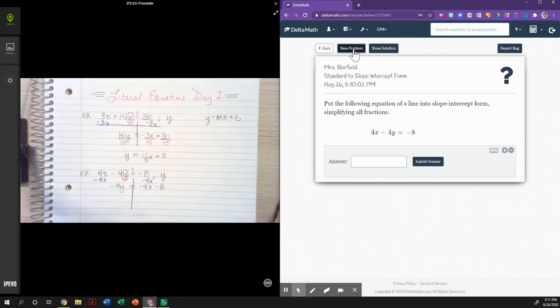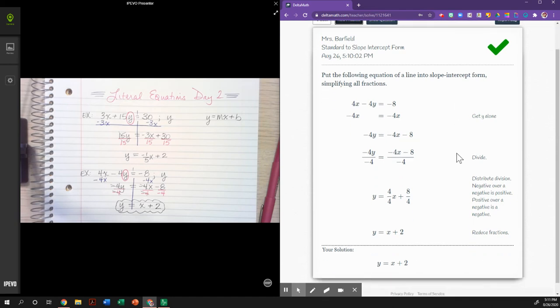Now I want to get y by itself, so I'm going to divide by negative 4. Y equals, because negative 4 cancels, well, negative 4 cancels here as well. So x, and then negative 8 divided by negative 4 is plus 2. And that's my final answer. So if I go here, y equals x plus 2. And there we go.